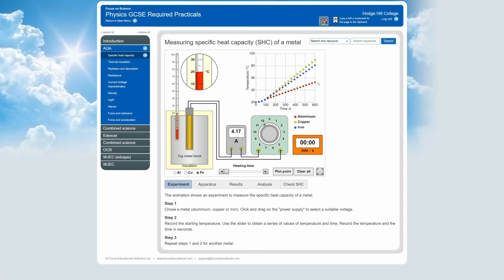So if I was trying to heat them all to 40, which is here, you will see that the aluminium got there fastest, so that needed the least energy, then iron, then copper. So the steeper the line, the lower the specific heat capacity for that particular object.